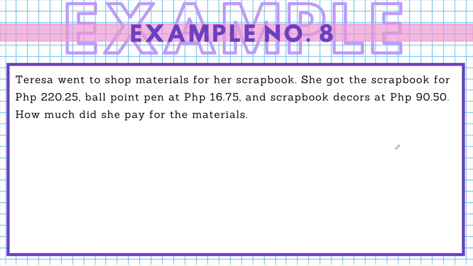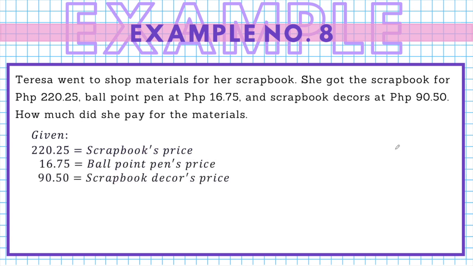She got the scrapbook for 220.25 pesos, a ballpoint pen at 16.75 pesos, and scrapbook decors at 90.50 pesos. How much did she pay for the materials? So with the given, we have this one. So if you want to know the total amount of her materials, all we need to do is to use the operation of addition. We add this up.